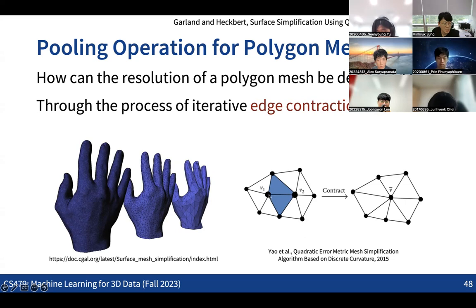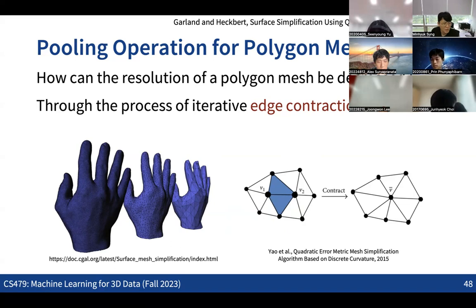So we take this edge and take it out in a way that merges these two vertices. We can iteratively decrease the resolution of the meshes by iterating this operation. This is the operation that we call edge collapse or edge contraction. By iterating this edge contraction operation, we can decrease the resolution of the meshes. And actually for the mesh-based convolutional neural network, we can apply the same idea.